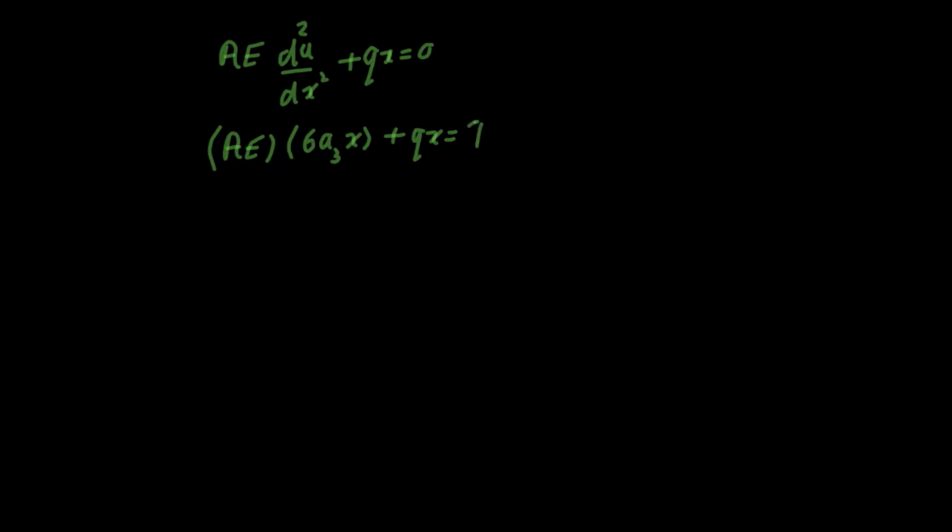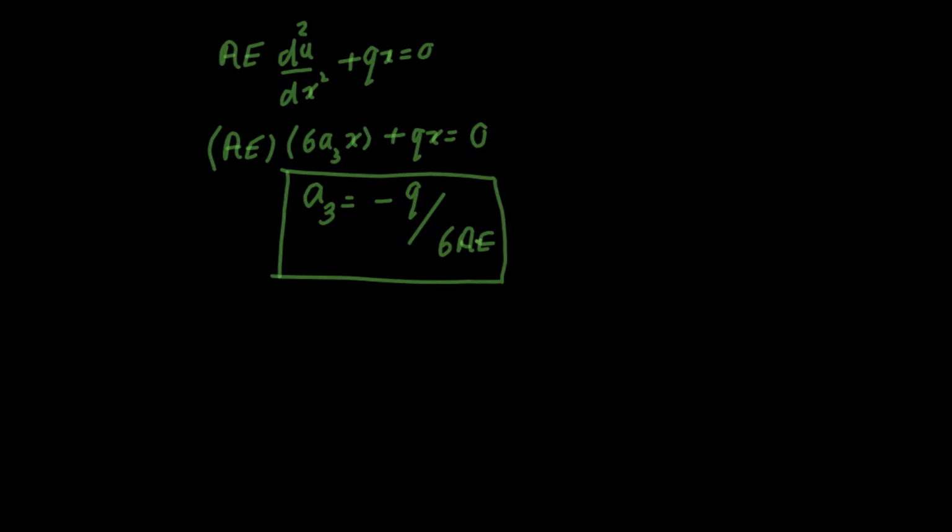should I put 0 or should I put R? I can put 0 because the reason why I can put 0 conveniently here is because if I put 0, I can find the value of A3. If I find the value of A3, it is going to be minus Q over 6AE. That is what I am getting. I got the value of A3.